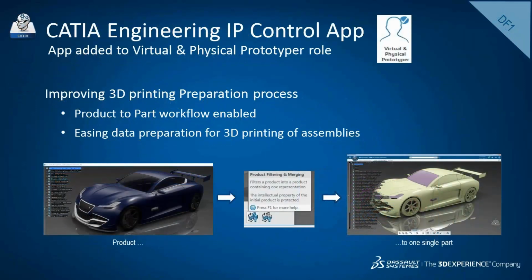In terms of packaging, the CATIA Engineering IP Control application is now available in the virtual and physical prototyper role. This improves the 3D printing preparation process. Starting with a product-to-part operation, 3D printing of assemblies is simplified in this data preparation workflow.